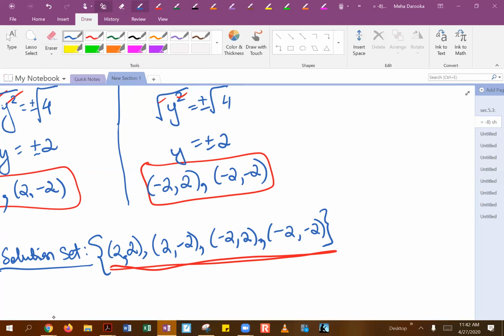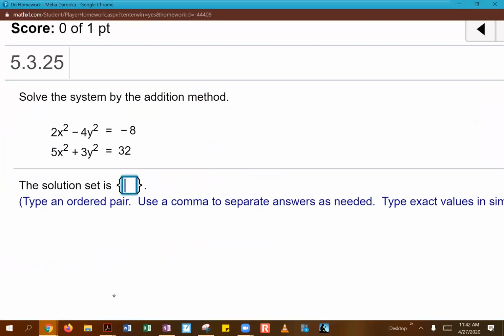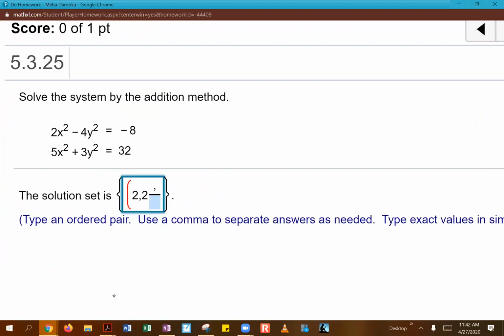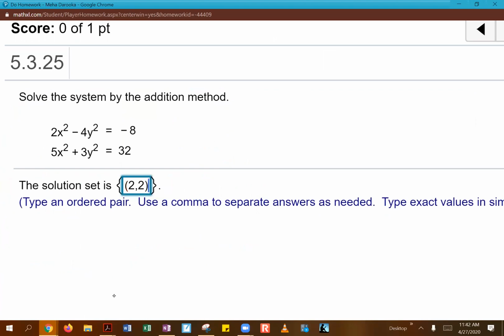All right, so let's go ahead and check this answer in here. So we've got positive 2, negative 2, and then now we are using our x value as negative 2 with positive 2 and then negative 2 for both.